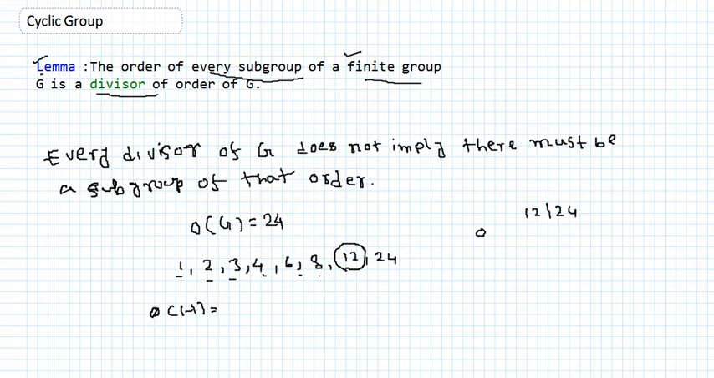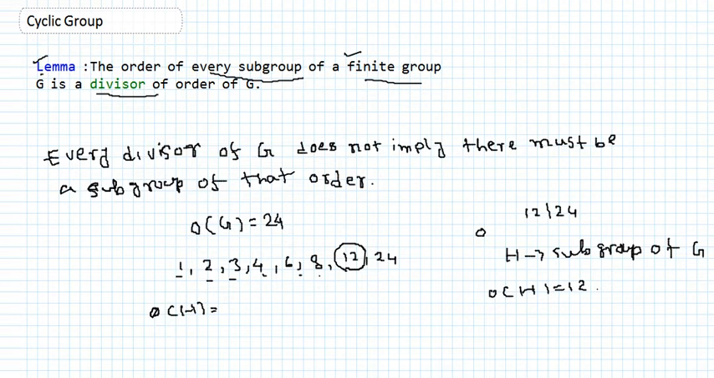So it does not imply that we must have a subgroup. It does not imply that we always get a subgroup of G such that the order of H is equal to 12. So the result does not imply that.